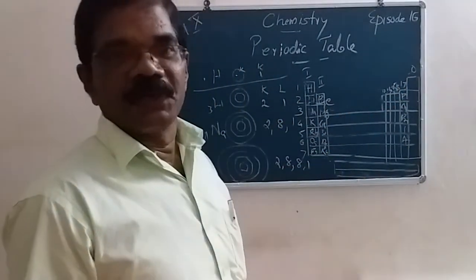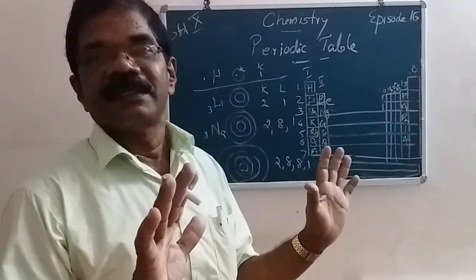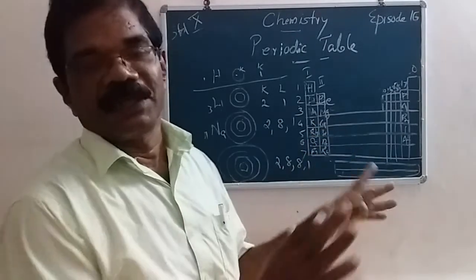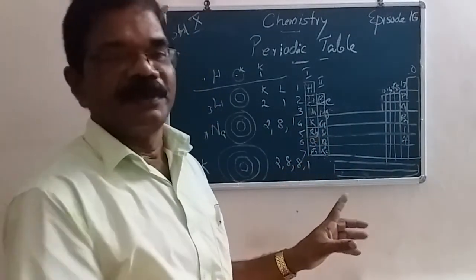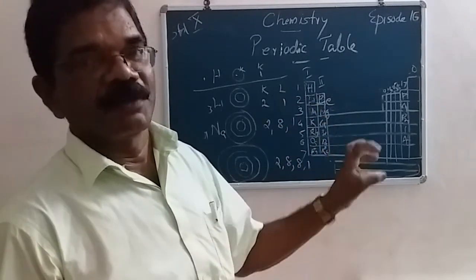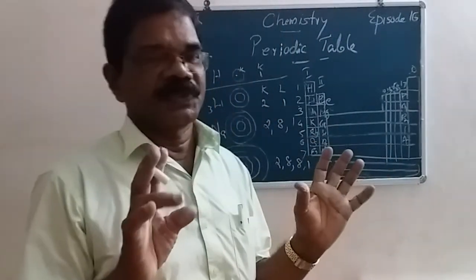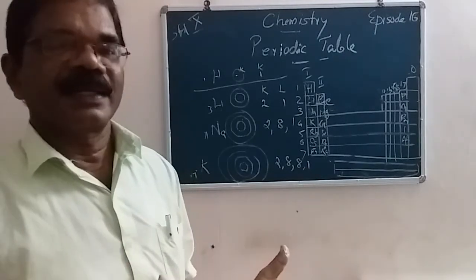Why are they called the 0 group? They have filled shells, so their valence is 0. Their valence is 0, so they are also called 0 group elements, either 18th group elements or 0 group elements. Why do they have 0 valence? They have filled shells, so there is no need to take part in chemical reactions.